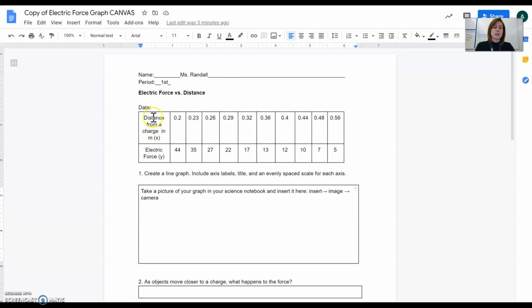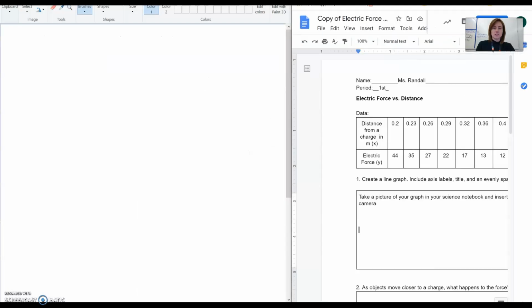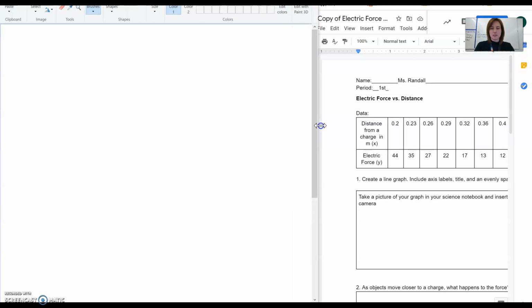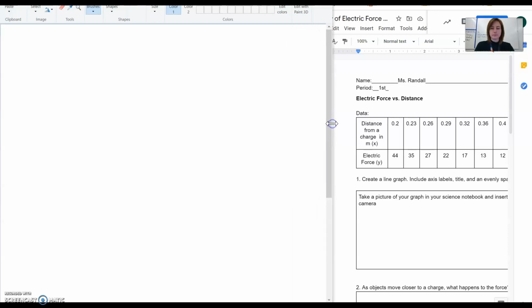You can see that we're changing the distance we are from an electric charge and then measuring how the electric force has changed. And then we need to go ahead and graph that data. Number 1 says create a line graph, include axis labels, title, and an evenly spaced scale for each axis. So let's pretend this screen over here on the left is my science notebook. So I'm going to make it a little bigger so I've got room. Okay, here's my science notebook.